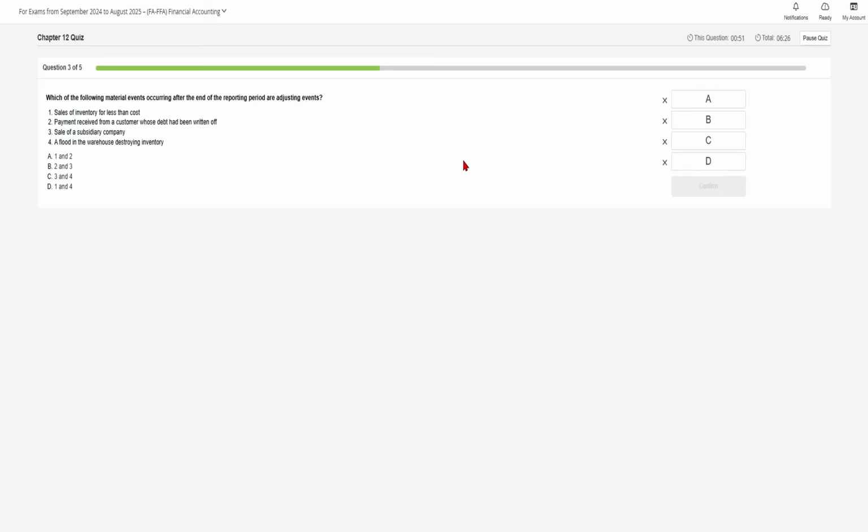So this confirms, it provides evidence that the condition exists at the reporting date. That's the debt amount that turned out to be collectible. So now it has been received, collected from the customer. Again, this is our adjusting event.